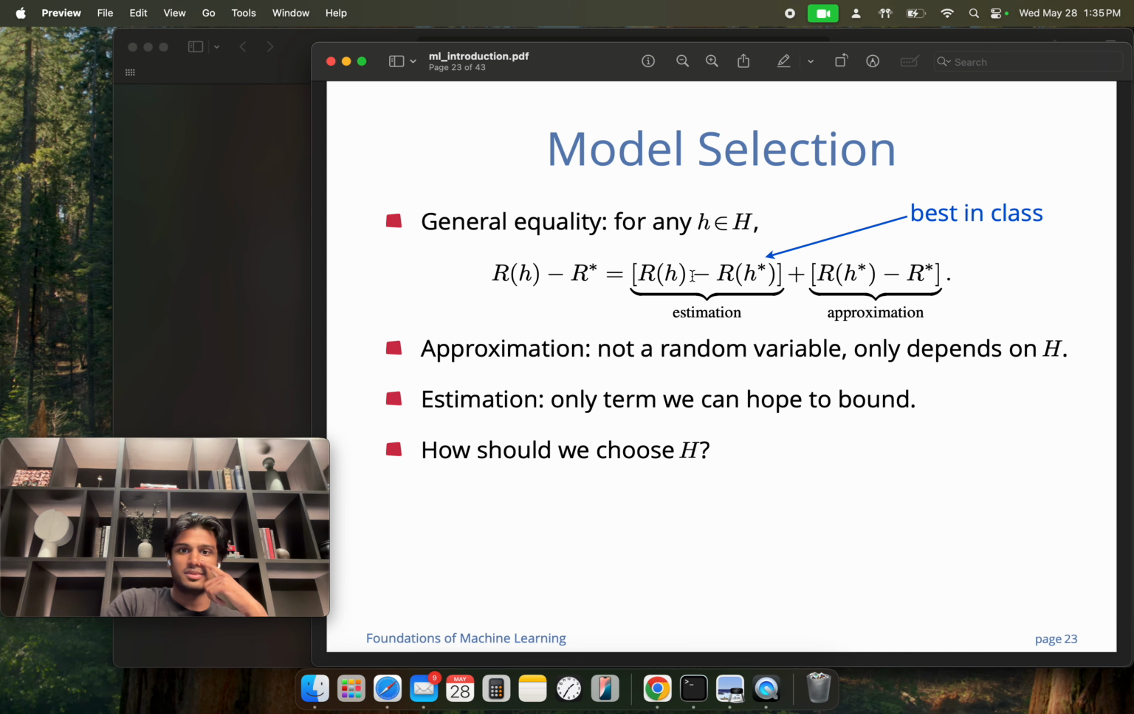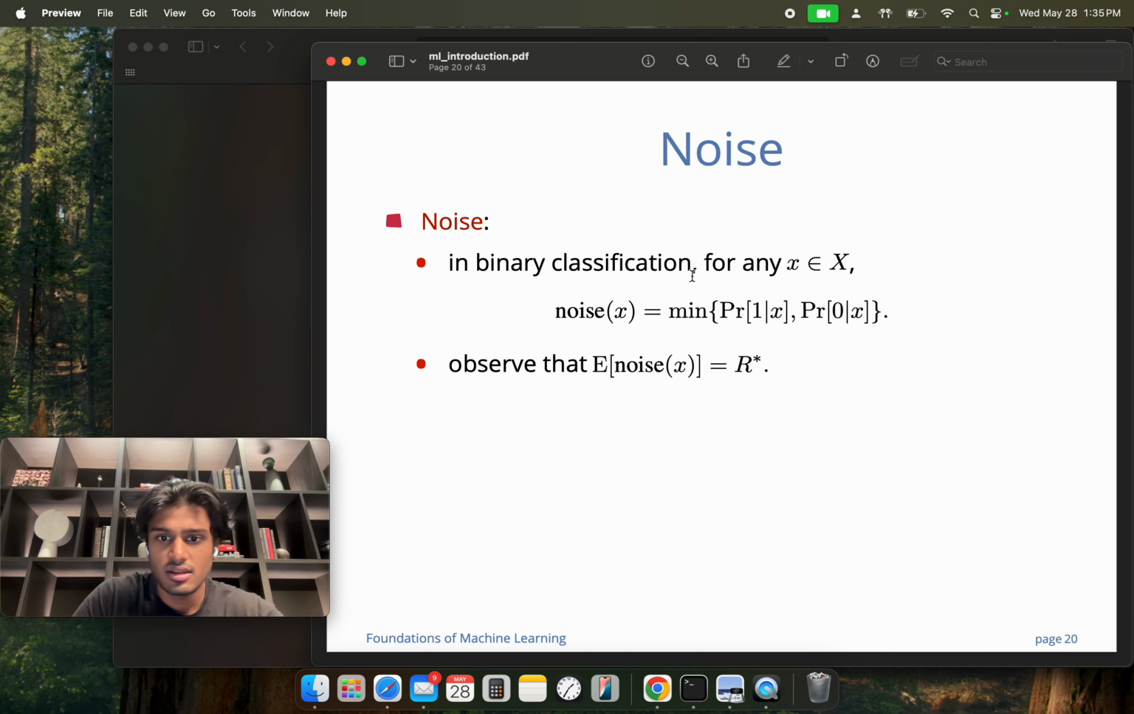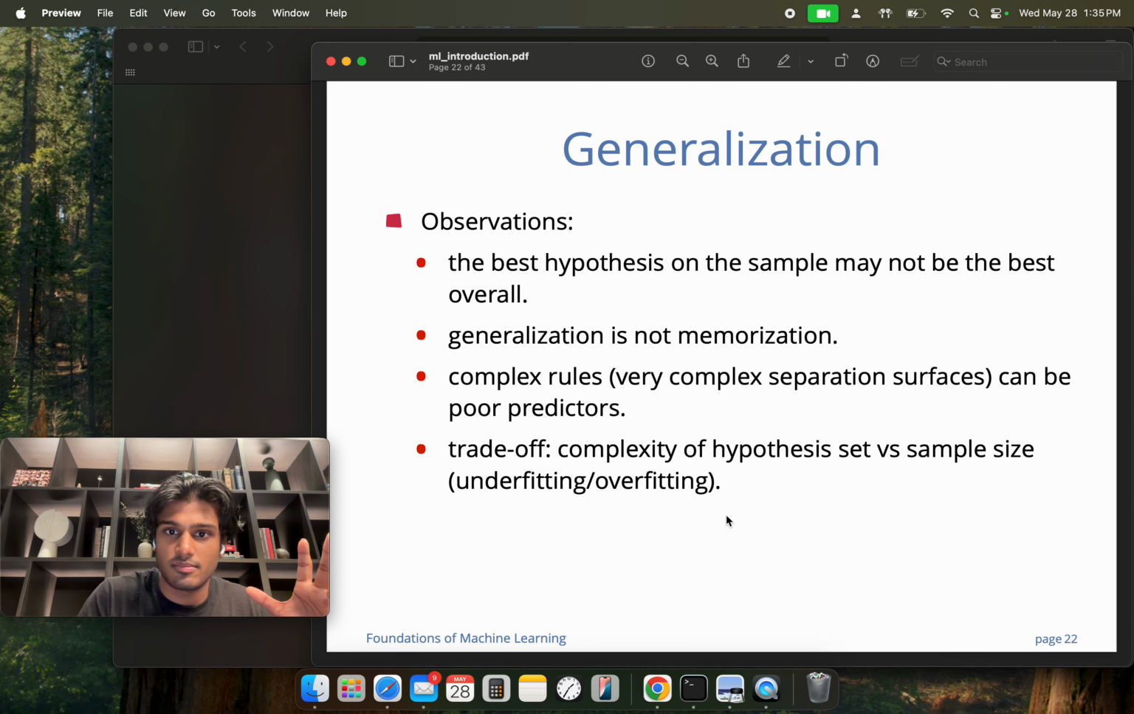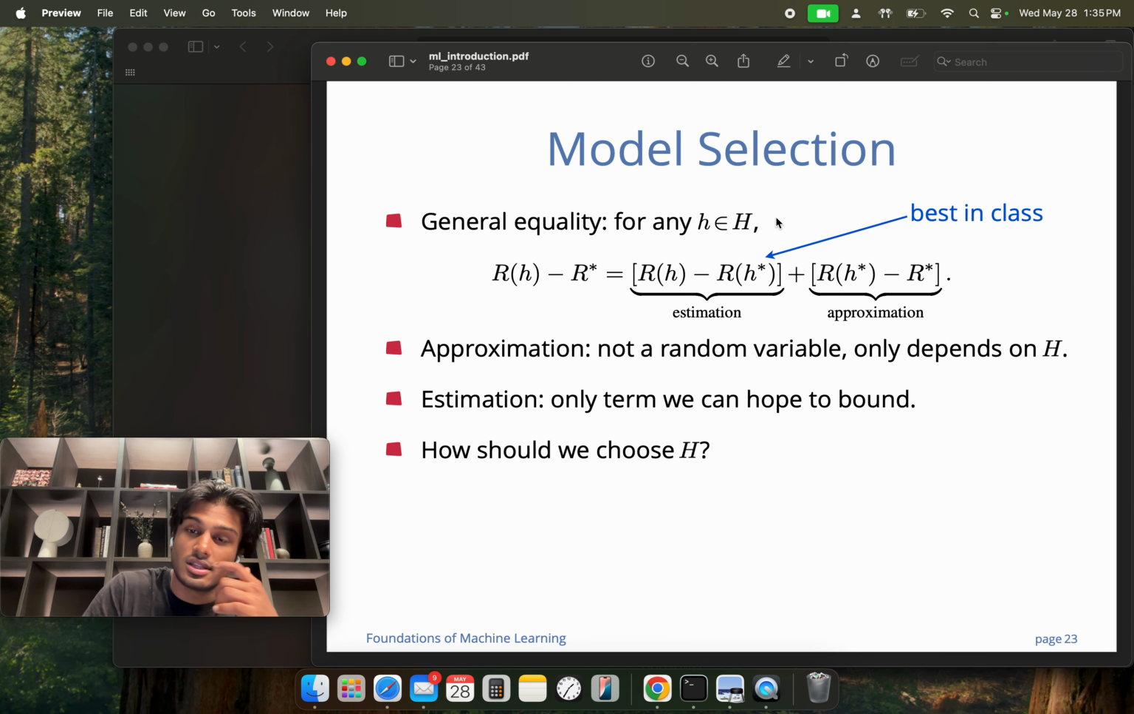Something that I should have mentioned before: R star is the infimum over the entire possible class. But this capital H may not be that entire possible class. So what we're trying to understand now is, if I return an h from this smaller subset, how does it compare to the absolute best possible error?